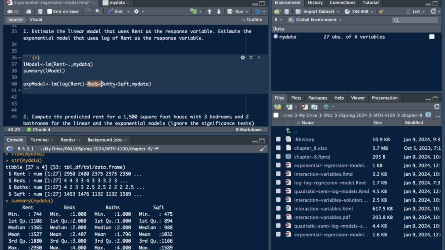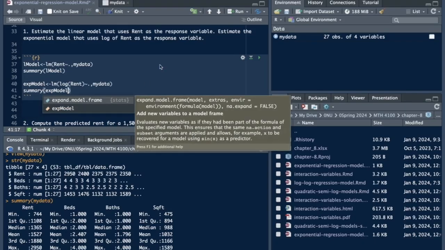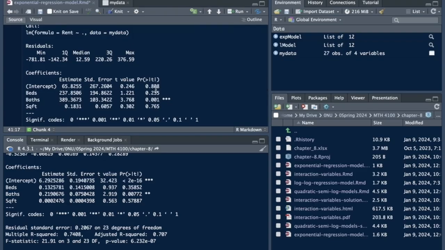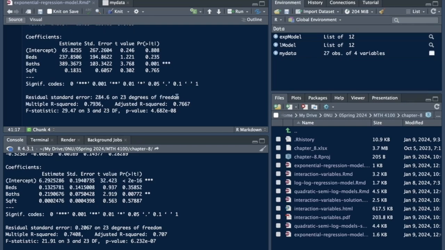Someone's going to ask, can we use the dot? Yes, you can. Both are correct. Summary of the linear model. So this is the first model. We have one significant variable, which is baths. Beds and square foot are not. Adjusted R squared is quite good, 0.76. So 76% of the variation of the response is explained by the model.